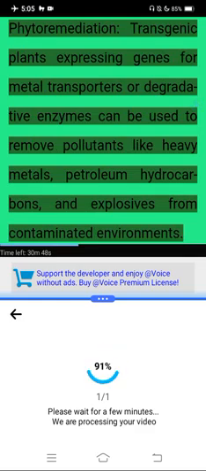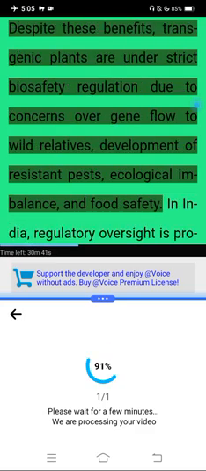Phytoremediation. Transgenic plants expressing genes for metal transporters or degradative enzymes can be used to remove pollutants like heavy metals, petroleum hydrocarbons, and explosives from contaminated environments.